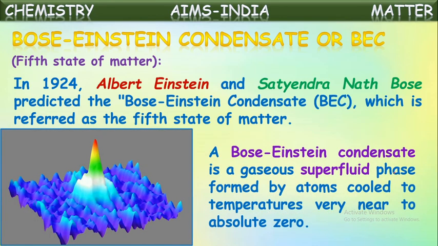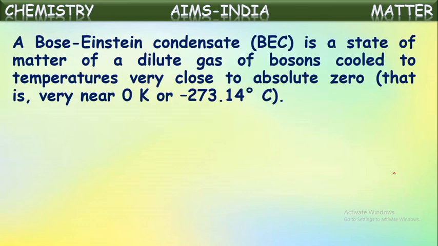Now, this Bose-Einstein condensate is formed by cooling a gas to very, very low temperatures. To say it clearly, it is the reverse way of how plasma is formed. When you cool a gas to very low temperatures, nearly to absolute zero, then this Bose-Einstein condensate is formed. So a Bose-Einstein condensate is a gaseous superfluid phase formed by atoms cooled to temperature very near to absolute zero. It is a state of matter of a dilute gas of bosons cooled to temperature very close to absolute zero.